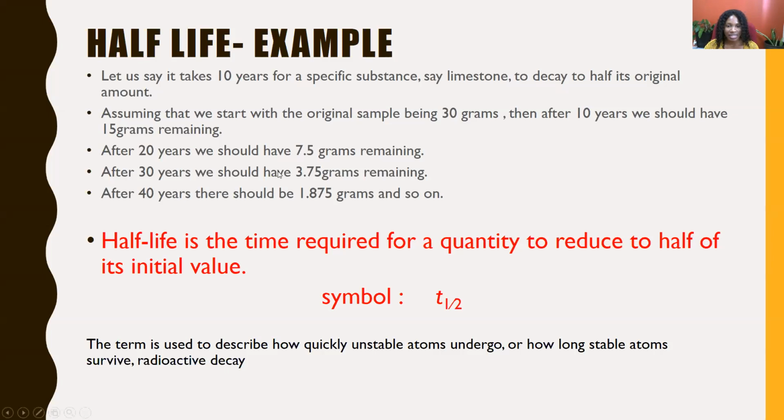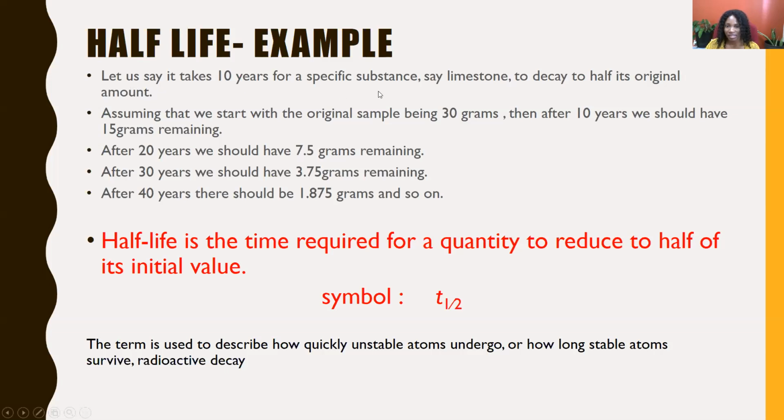Now, do realize that each time one period is experienced, the amount of the element that remains is half of the original amount. And so we refer to half-life as the time required for a quantity to reduce to half of its initial value. Now, this term is used to describe how quickly unstable atoms undergo decay or how long stable atoms survive radioactive decay. So let's just go through this one more time.